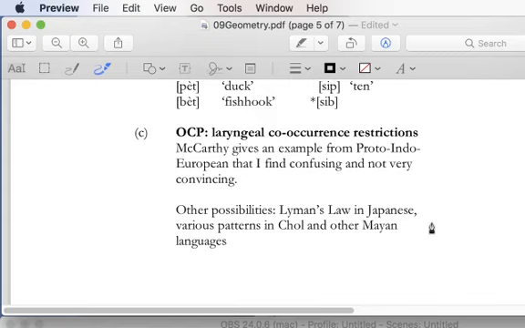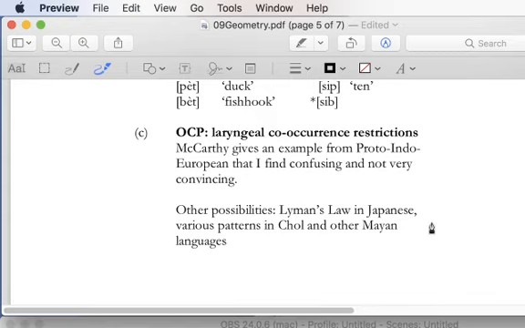Other things we've seen in here, we looked at Lyman's law in Japanese, which basically banned roots with more than one voiced obstruent in them in Japanese. So that could be seen as an OCP effect for, well, that would really only be for one feature rather than for the entire laryngeal node. Although in Japanese, because there only are voiced and voiceless obstruents, that would be the entire laryngeal node.